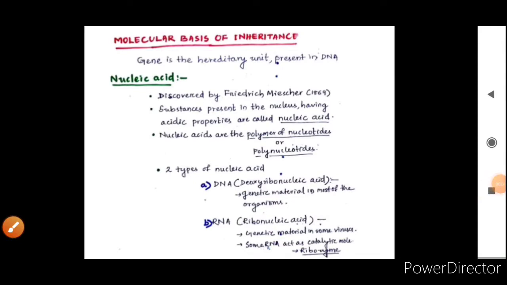So today we are going to start with the chapter molecular basis of inheritance. But before starting the basic concepts, we should be aware of all the characteristic features of the genetic material, that is DNA. A gene is nothing but the hereditary unit that is present in DNA.